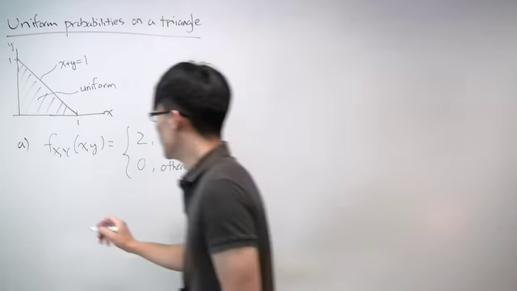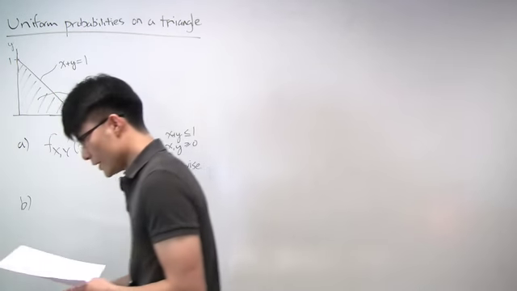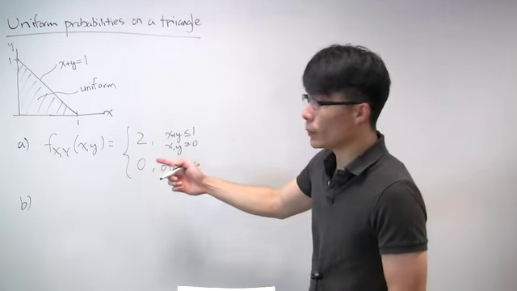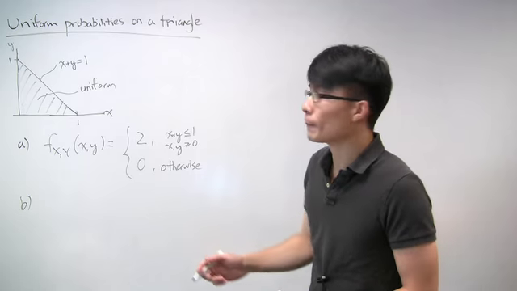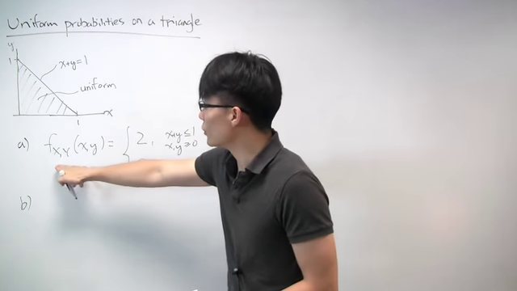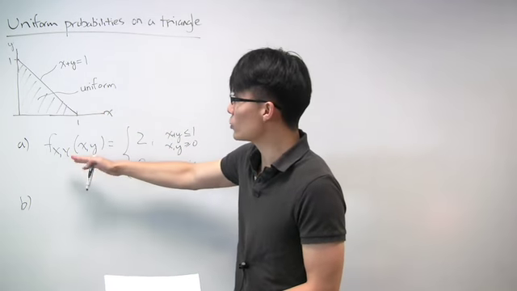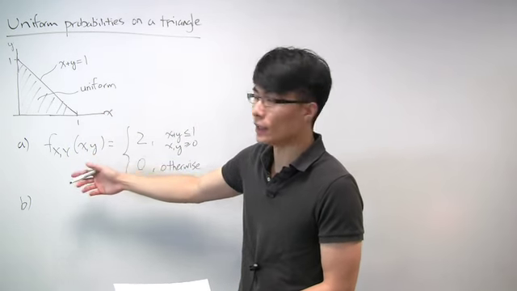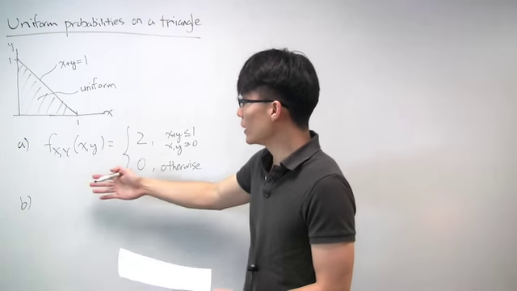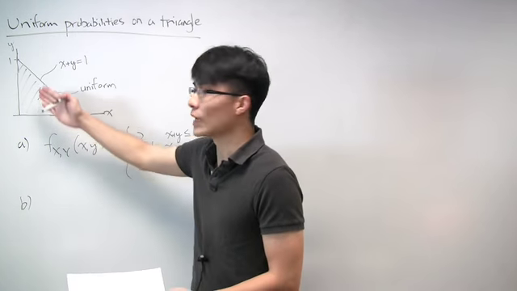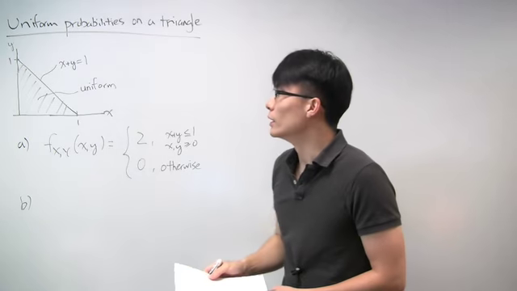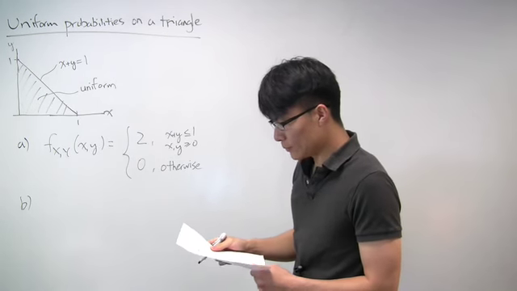All right. The next part asks us to find, using this joint PDF, the marginal PDF of y. And remember, when you have a joint PDF of two random variables, you essentially have everything that you need. Because from this joint PDF, you can calculate marginals, and from the marginals, you can calculate conditionals. Essentially, the joint PDF captures everything there is to know about this pair of random variables.